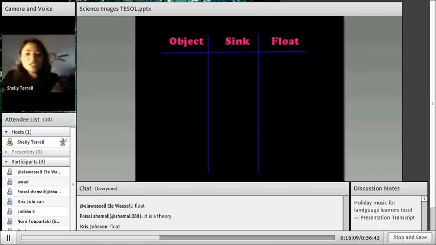The object of this, which you can use for young learners as well, is that students come in and experiment whether something is going to sink or float. Okay, so we do have a few things. Let's see. We have a pen. Do you think my pen is going to sink or float? You can type it in the chat box.